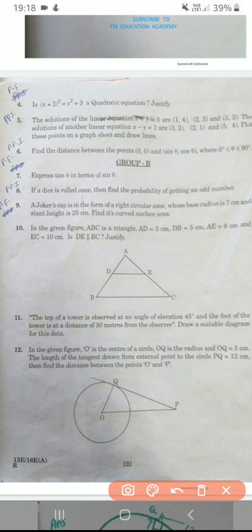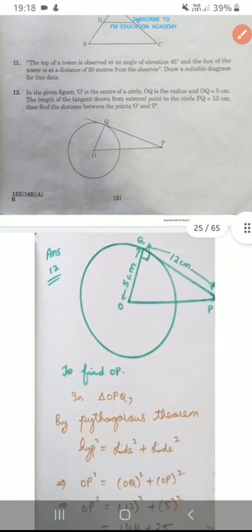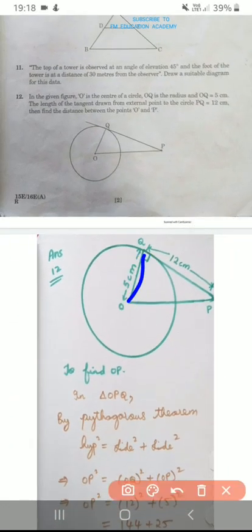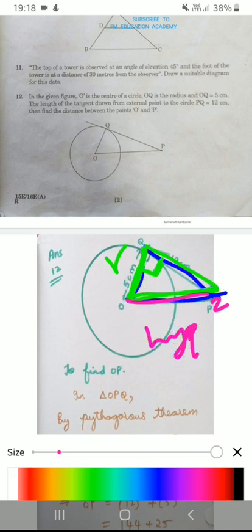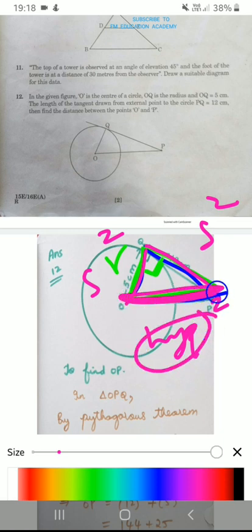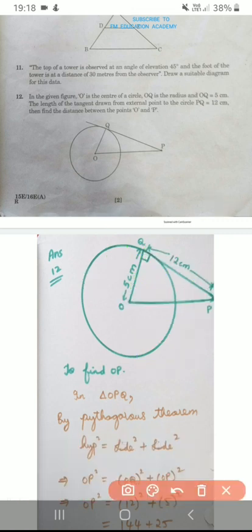You have to find out the other side of the triangle. So see this answer. OQ is given as 5 centimeters. QP is given as 12 centimeters. I have to find out OP. Now we know that according to a theorem, this is my radius, right? Radius is always perpendicular to the tangent. So this triangle becomes a right angle triangle. And we know that in a right angle triangle, hypotenuse square is equal to side square plus side square. This is my hypotenuse, this is one side of the triangle, and this is another side. What is hypotenuse? The longest side of a right angle triangle is called the hypotenuse, or it is also the side opposite to 90 degrees. So here I have to find that only.